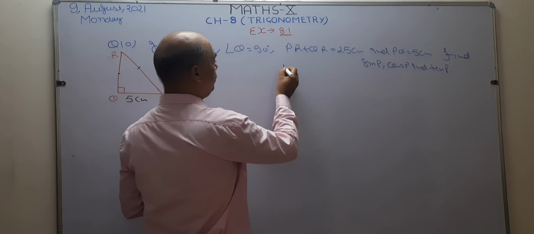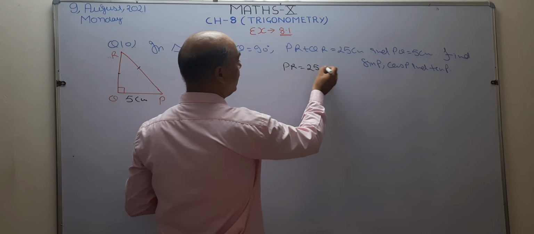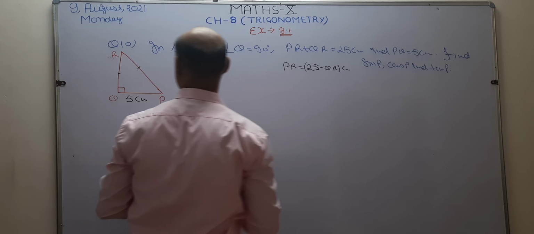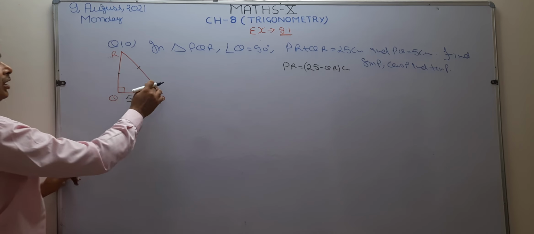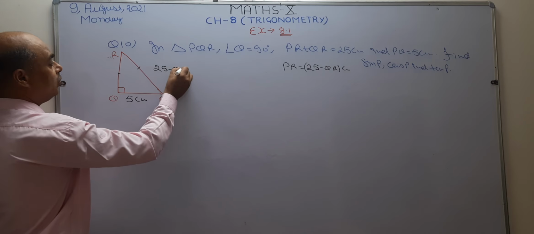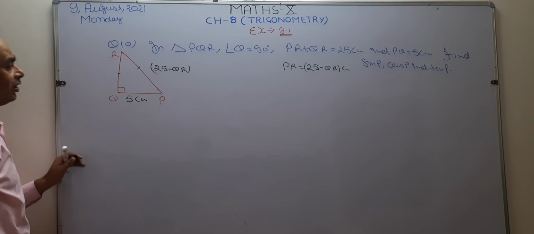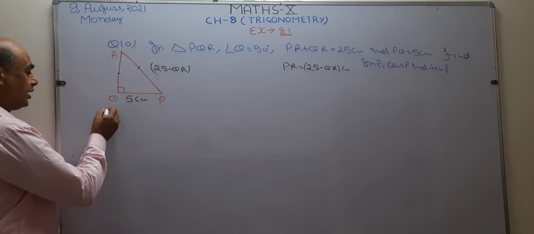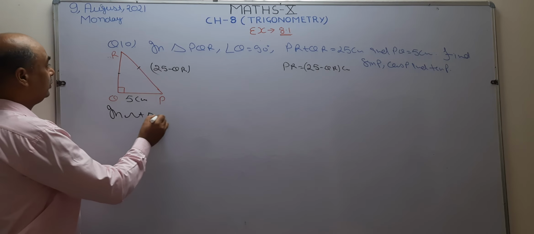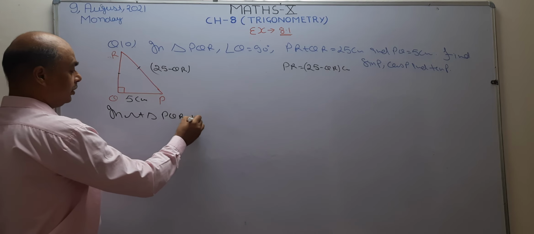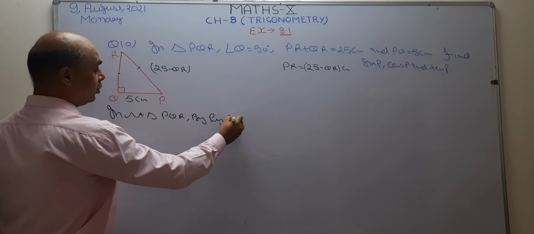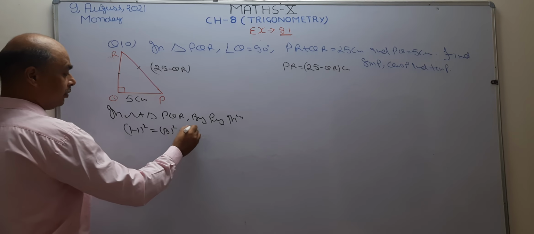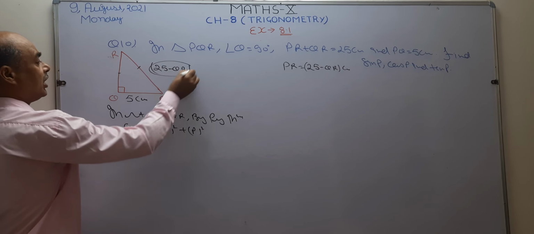I want to write here PR equal to 25 minus QR. This is your PR, so instead of PR I want to write 25 minus QR. Okay, now I have to find this side by using Pythagoras theorem. So again I write here, in right triangle PQR, by Pythagoras theorem. What is Pythagoras theorem? H square equal to B square plus P square. What is hypotenuse? This is your hypotenuse.